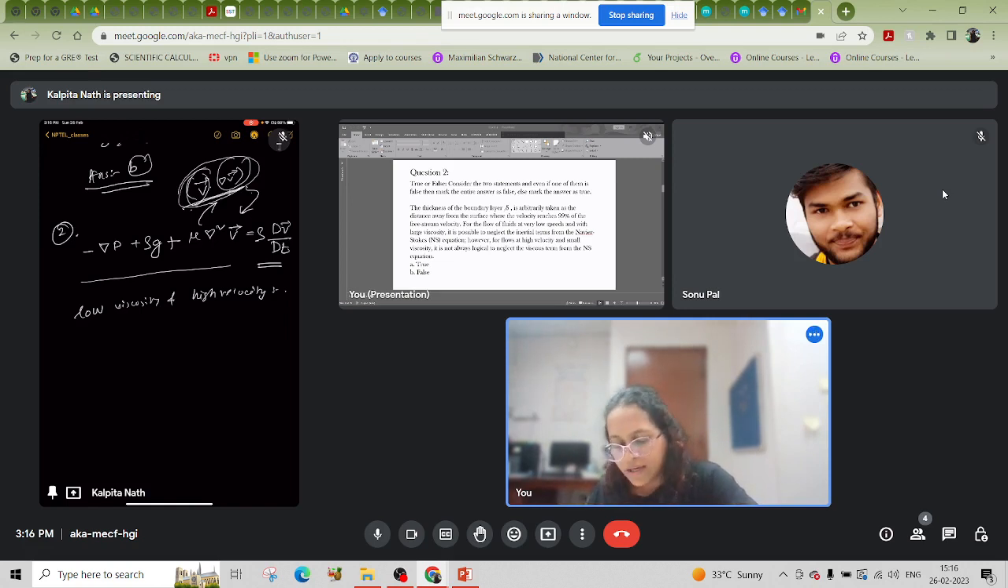So that's why, as it's said in the question, it is not always logical to neglect the viscous term from the Navier-Stokes equation, right? So this answer will be true. So the answer is A.